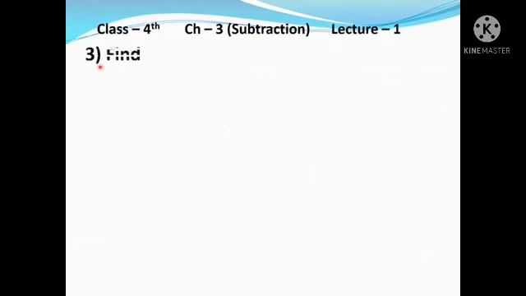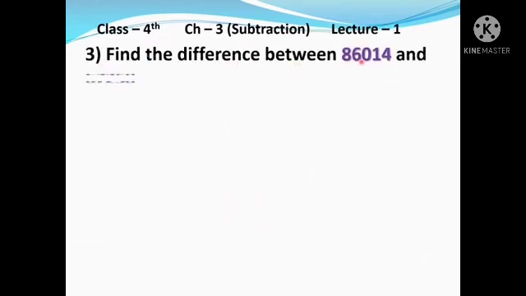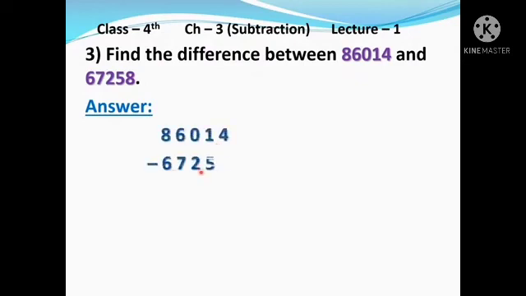Now, question number 3. Find the difference between 86,014 and 67,258. Answer. But first of all, we will write these two numbers in columns. So write down first number 86,014. Now write second number 67,258. Now subtract this. See, 4 minus 8. It is not possible. Why? Because 4 is smaller number and 8 is bigger number. So we will take borrow. Okay, so this 1 will become 0 and this 4 will become 14.